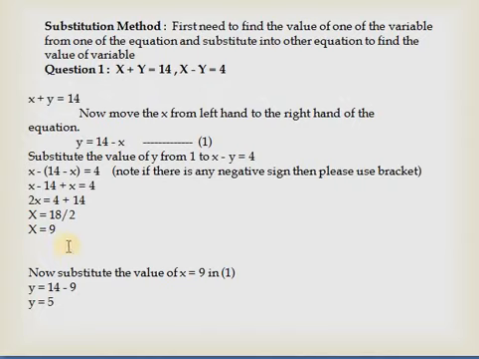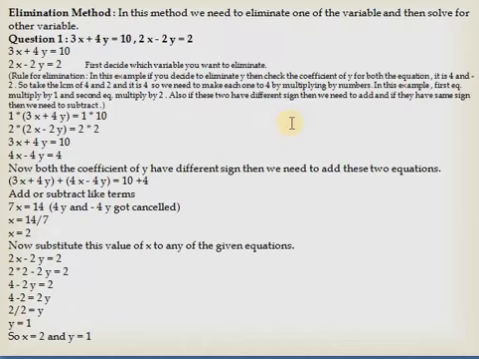Now we can substitute this value x equals 9 in one of the equations. Suppose I take equation 1, 14 minus 9, we can substitute and find the value of y. So this is how we can use the substitution method to solve. First, we need to find a variable from the first equation and then substitute it into the other equation.